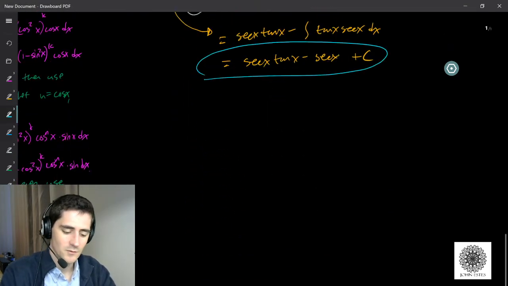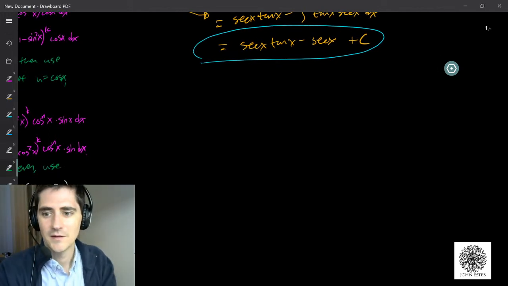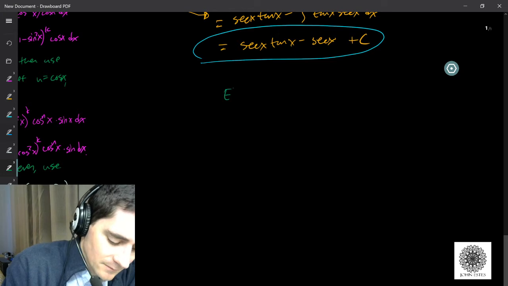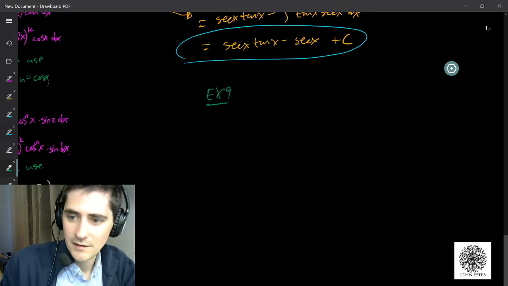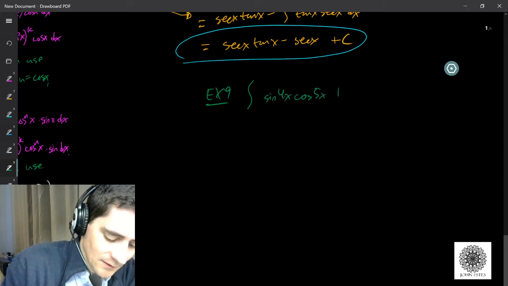Okay, so there's one more kind of funny type of integral. What if I did something like this? So this is example 9. I want to integrate this time sine 4x cosine 5x dx.